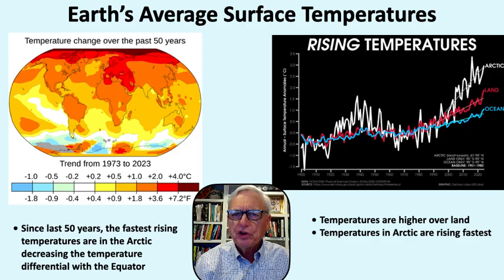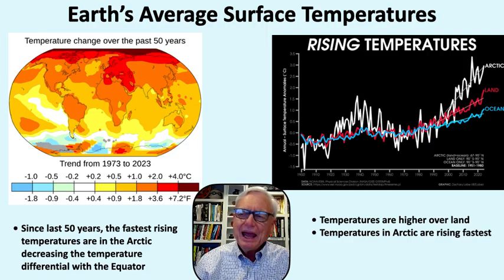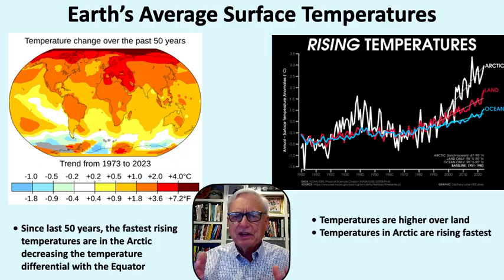I just wanted to show you one other slide we show here frequently, just in case you haven't seen it in some of the other presentations we do. The chart on the right shows that temperatures have been increasing. And it's interesting, it shows that temperatures over land are increasing faster than they are over the ocean, and the temperatures in the Arctic are increasing the fastest.